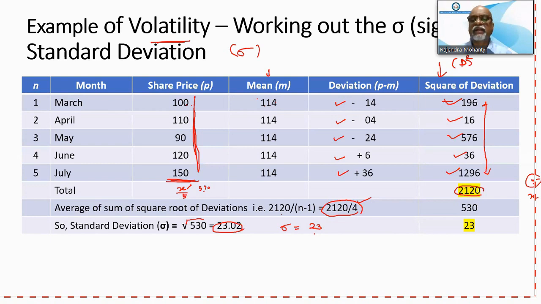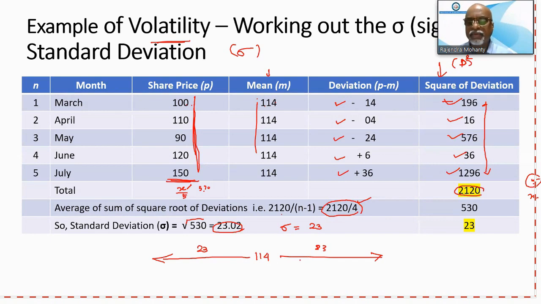So what does this standard deviation mean here? It means the average price or mean price of our share was 114. This is the average price. So it indicates that the share price has a volatility of 23 on both sides of the mean price. So volatility means this side and this side. Both sides, the share has moved approximately about 23 for the 5 months period. In this 5 months period, the share has moved downward by 23 and upward by 23.